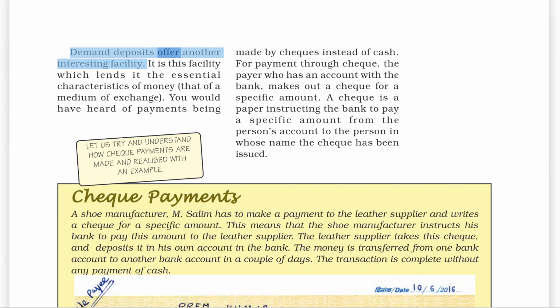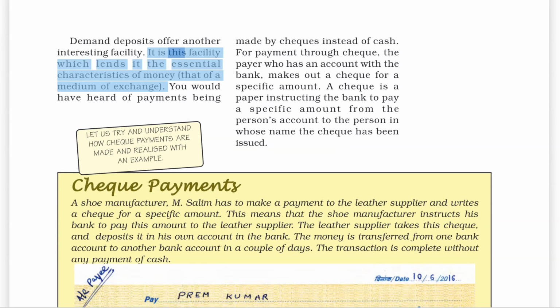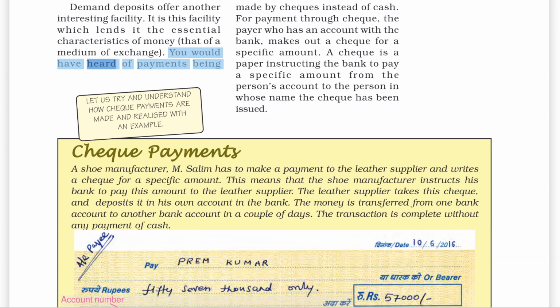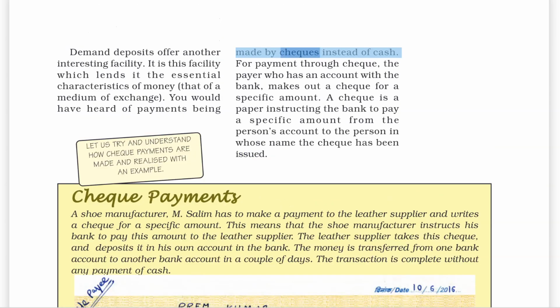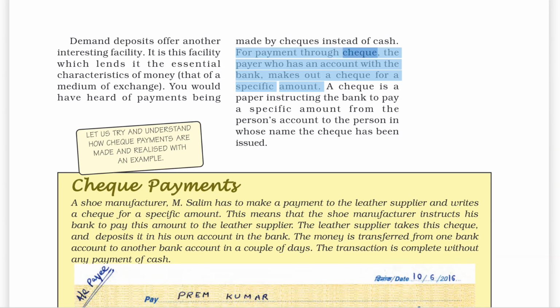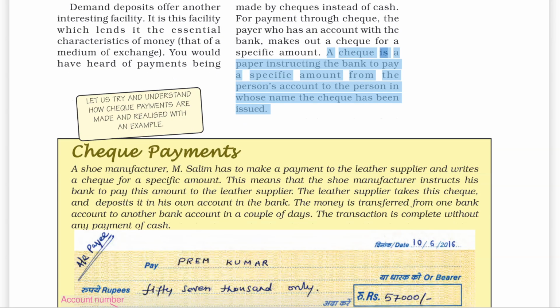Demand deposits offer another interesting facility. It is this facility which lends it the essential characteristics of money, that of a medium of exchange. You would have heard of payments being made by checks instead of cash. For payment through check, the payer who has an account with the bank makes out a check for a specific amount. A check is a paper instructing the bank to pay a specific amount from the person's account to the person in whose name the check has been issued.